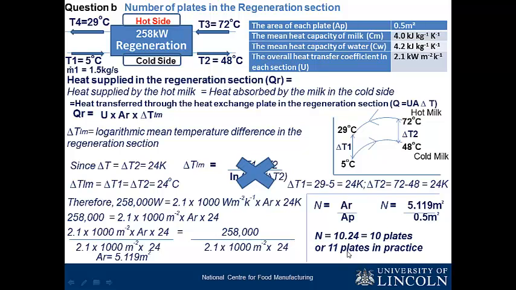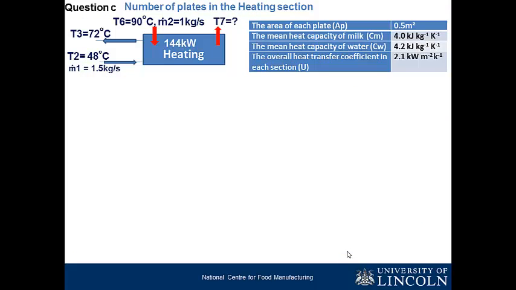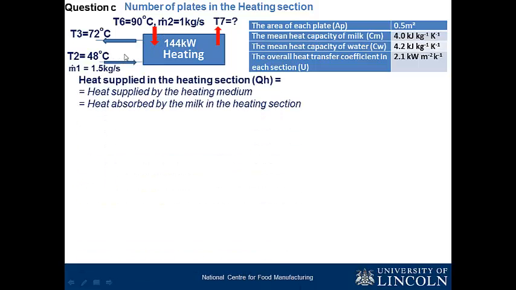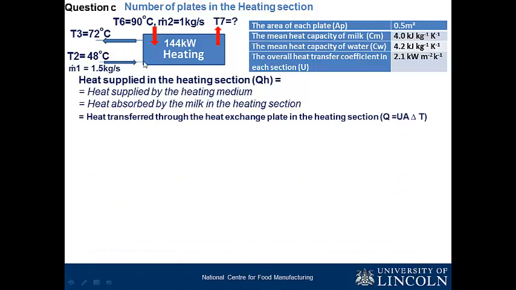Now, to calculate the number of plates in the heating section, we're going to follow the same principle. But now the heat in the heating section is being supplied by hot water, not by hot milk. That's the different scenario that we have here. We know that the heat supply in the heating section, QH, which we obtained to be 144 kilowatts, is heat supplied by the heating medium, and our heating medium here is water.